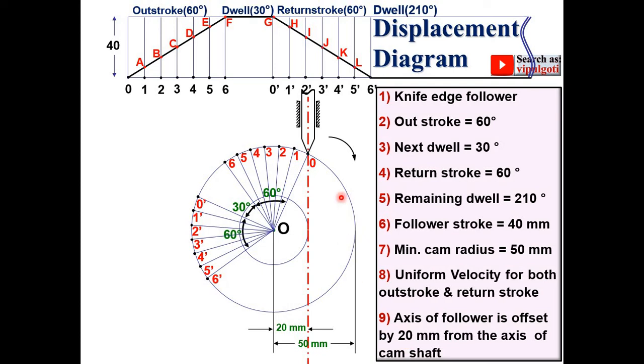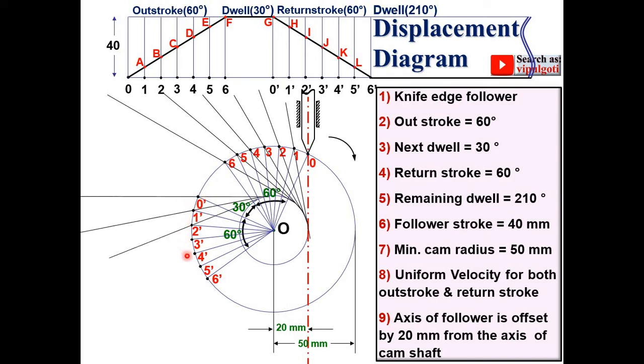Now next is a very important point. As offset distance is given to you, you have to draw the line passing through all these points, means 0, 1, 2, 3, 4, 5, 6, then 0 dash, 1 dash up to 6 dash. But this line must be tangent to this offset circle. So it is like that. All these lines must be tangent to this offset circle as well as passing through this 0, 1, 2, 3, 4, 5, 6. Similarly, it should pass through 0 dash, 1 dash up to 6 dash and be tangent to this offset circle.